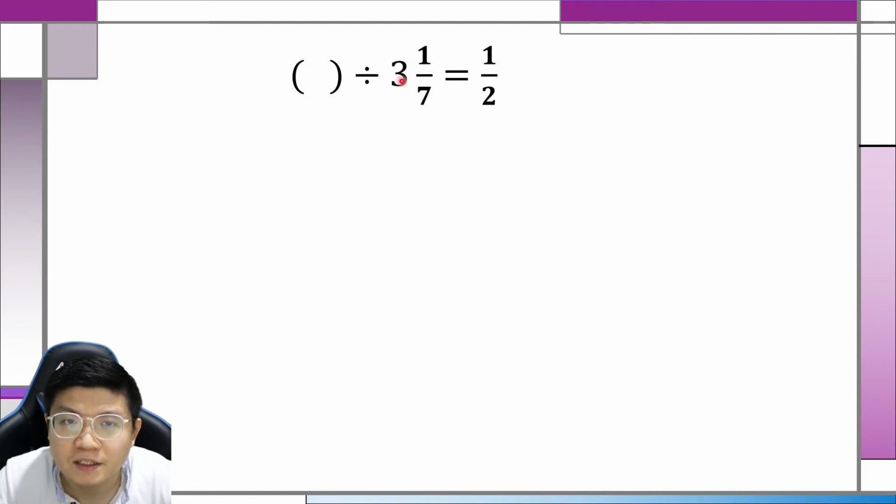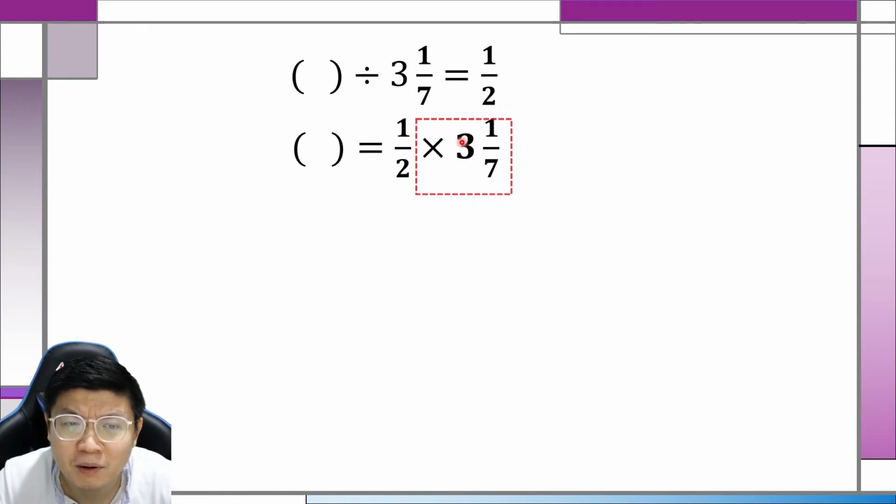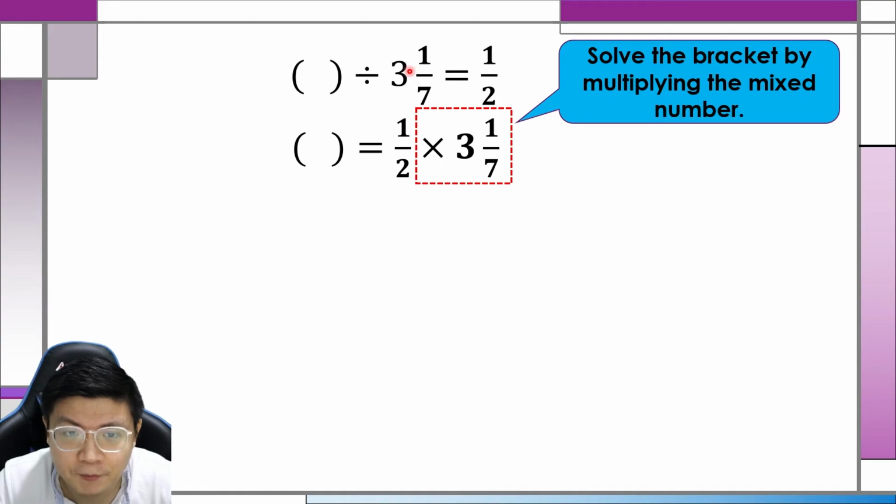Next example, the bracket this time is in front. So bracket divided by 3 1 over 7 equals 1 over 2. So in order to solve the bracket here, I'm taking 1 over 2 multiplied with what I divide. So 1 over 2 times 3 1 over 7.